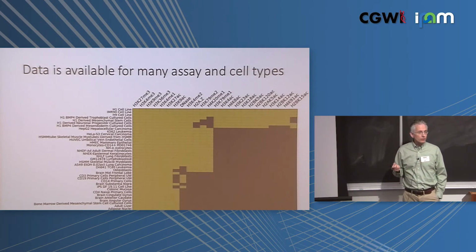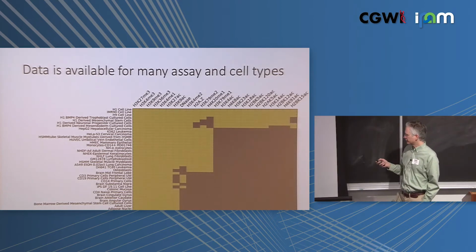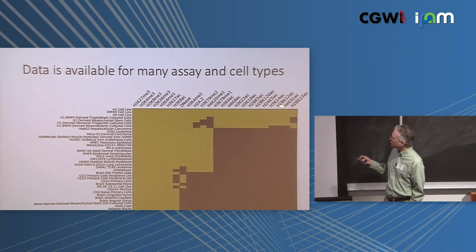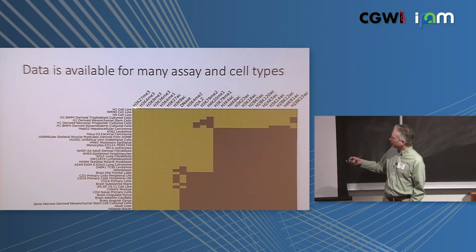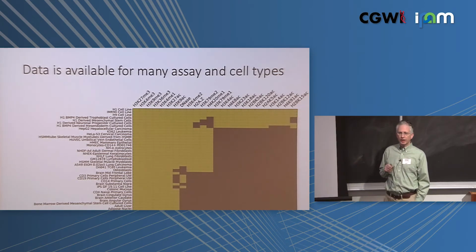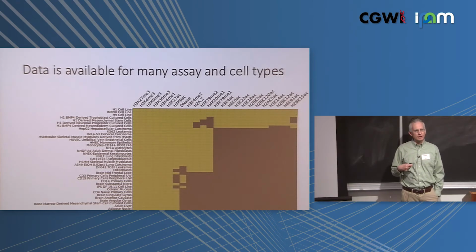So the result of all this is that you get a lot of data, basically. Here's just a subset of the data so you can see these are different kinds of histone modifications listed along here, plus one that's the DNA, that's the chromatin accessibility one. And these are different cell types. And the colors represent whether or not that particular experiment has been done yet.